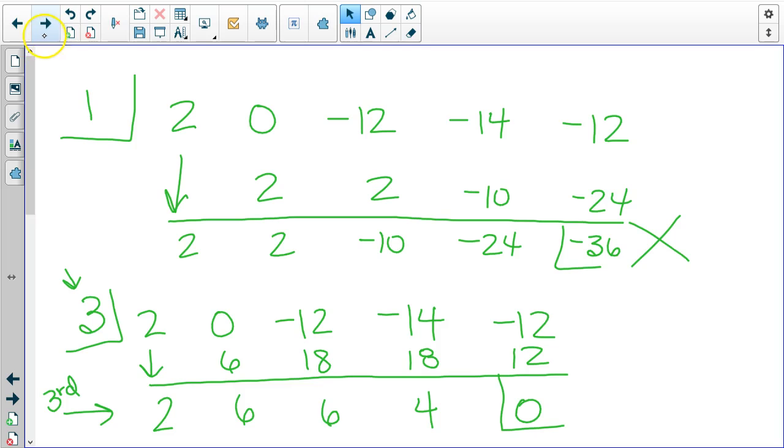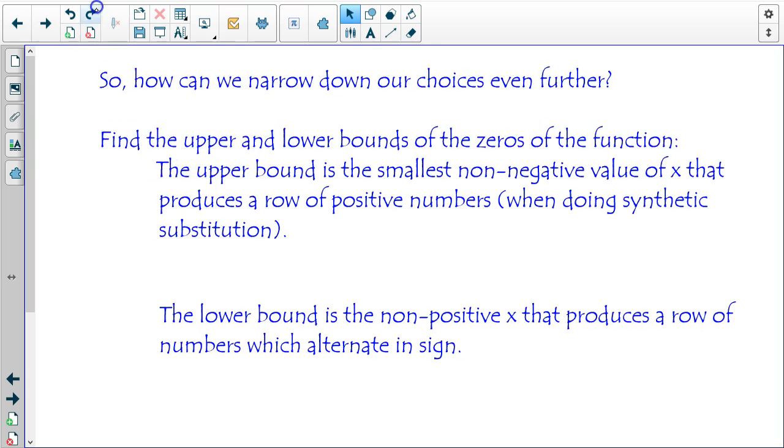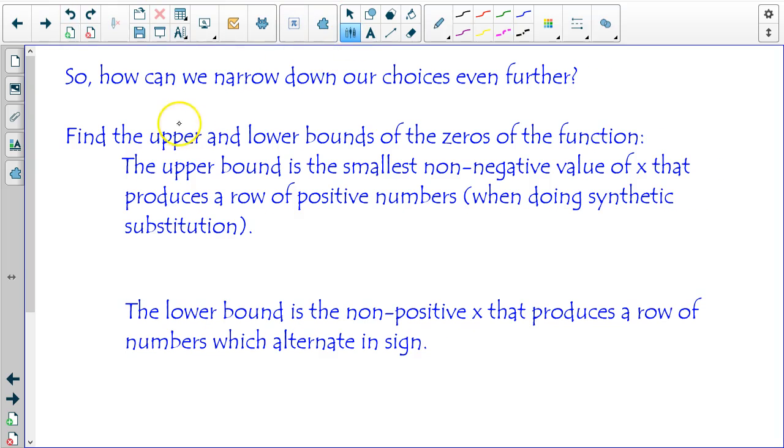So y'all did really great as a group. I'm proud of you. But if we are by ourselves at home working this, which is what happens, how can we narrow down our choices even further? Okay, so first you want to find the upper and lower bounds. The upper bound means there's not going to be a zero bigger than that number. The lower bound means there's not going to be a zero less than that number, okay?